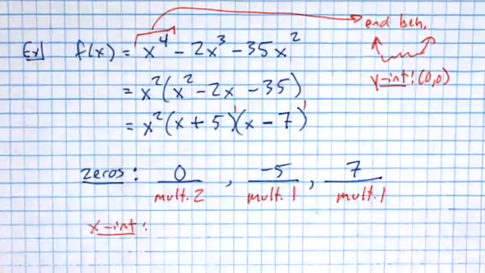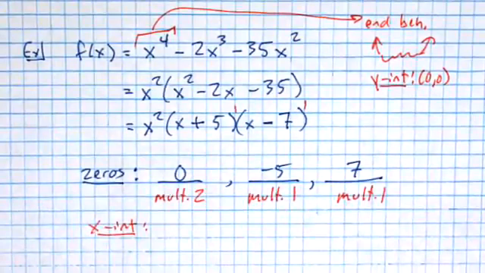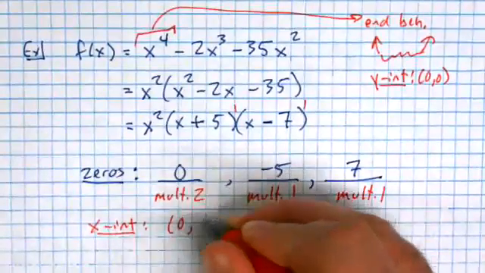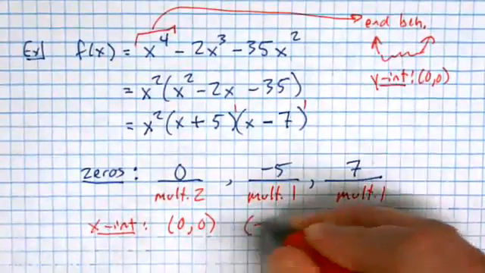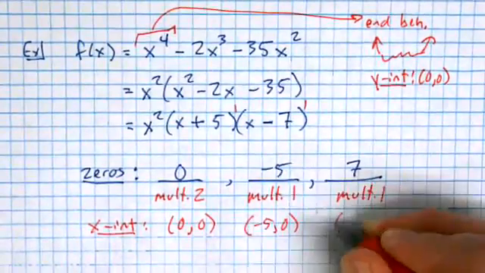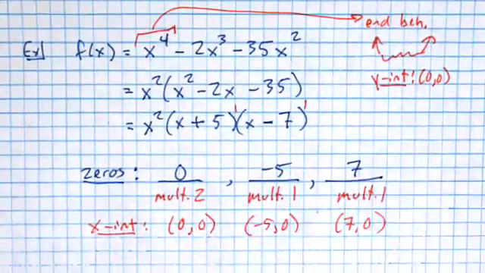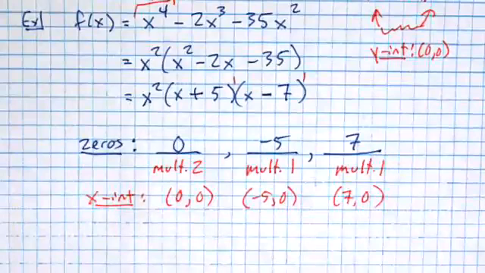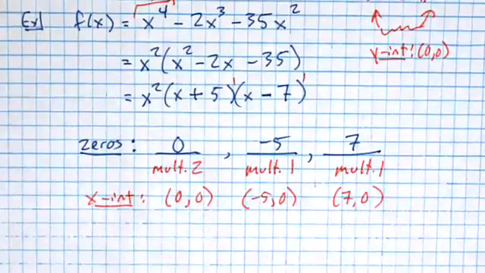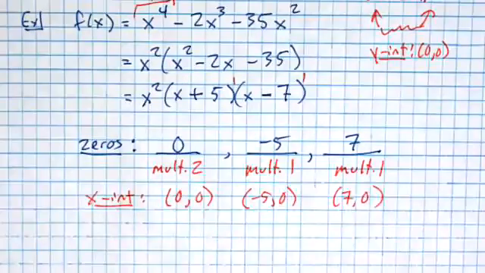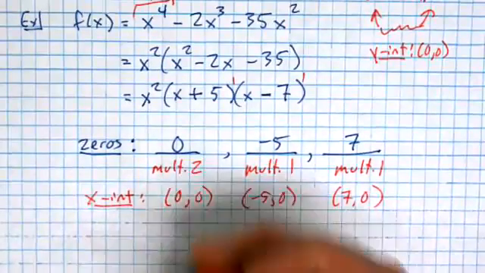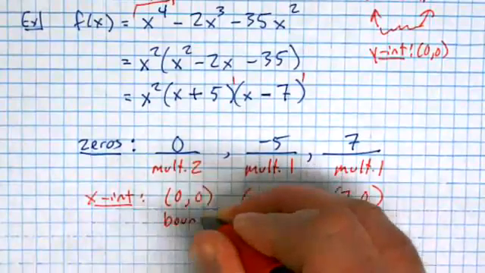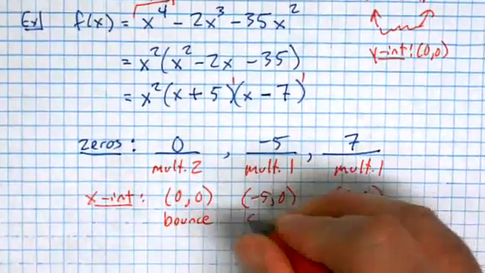So we can write our x-intercepts and our behavior at those also now. So one of my x-intercepts is the origin, negative 5, 0, and 7, 0. And then cross or bounce for each of those. Bounce, cross, cross. Yep, even multiplicity is going to cause you to bounce. Odd multiplicity is going to cause us to cross.